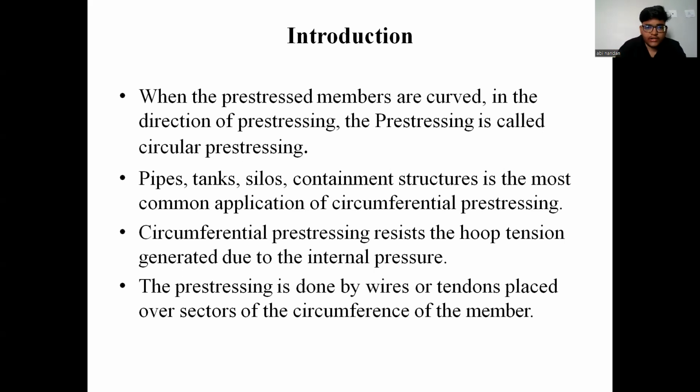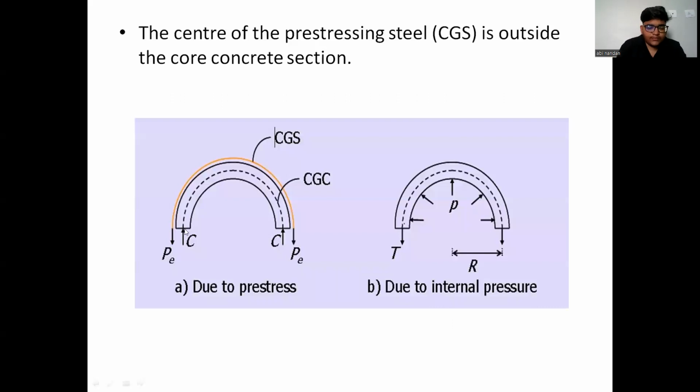We can see in this diagram where the center of gravity of the concrete lies here and the steel here. This is due to the pre-stress. Due to the internal pressure, we have the P. These are the sketches showing the internal forces under service conditions. The analysis is done for a slice of unit length along the longitudinal direction, where we can find the pre-stress.